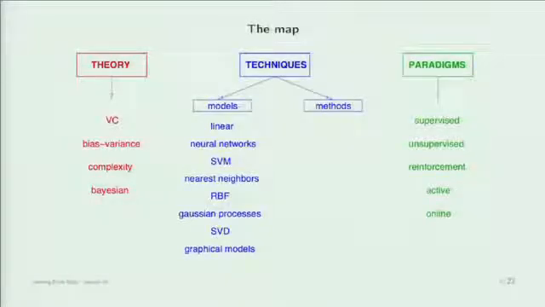Finally, there's graphical models, and graphical models is almost a different paradigm in its own right. Okay. What are graphical models? They are a model where the target is a joint probability distribution. That's what you're trying to learn.